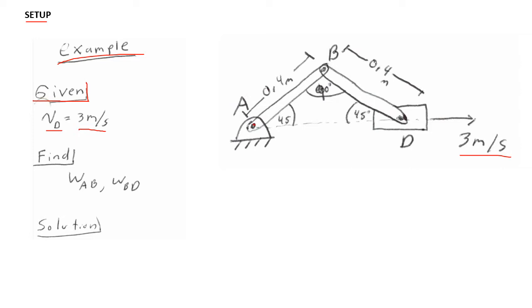I redraw my entire diagram in 2D, in a real simplified form here. See the pivot at A, the length of this member AB of 0.4 meters. And then from B to D, we have a length of 0.4 meters as well. The angle initially between AB and BD is 90 degrees. The angle between AB and the ground is 45, and the angle between BD and the ground is 45 right there. Now they want us to find our omega AB, for this member here, and our omega BD for this member over here.